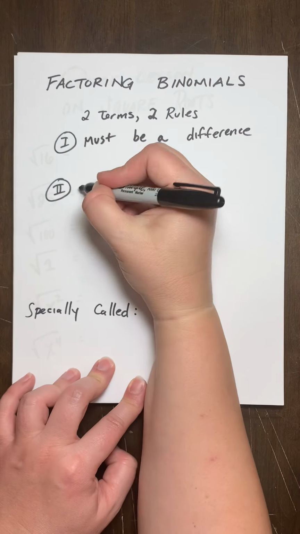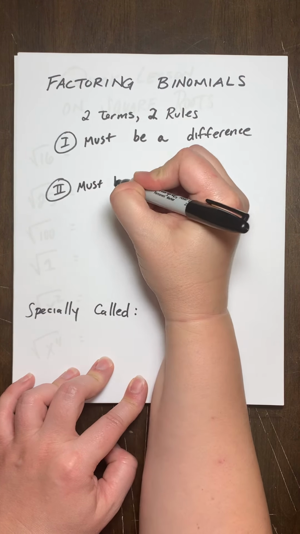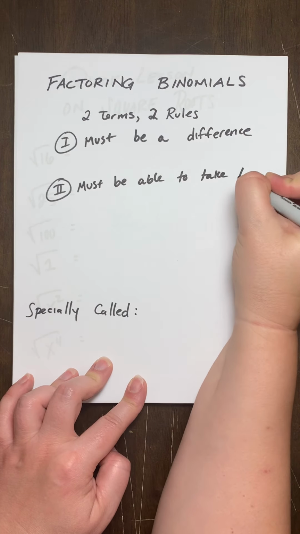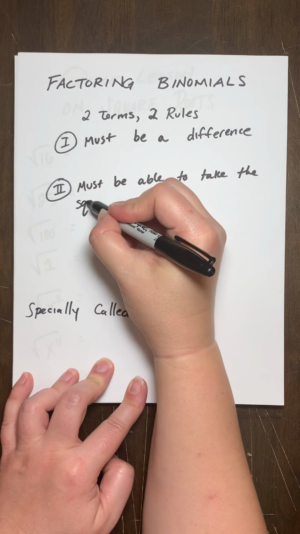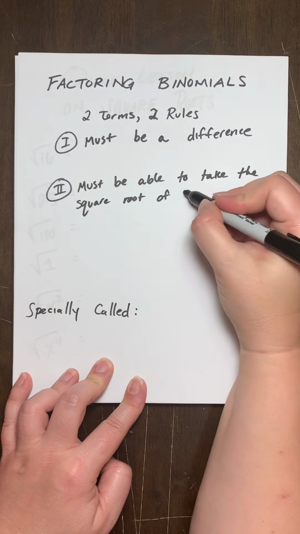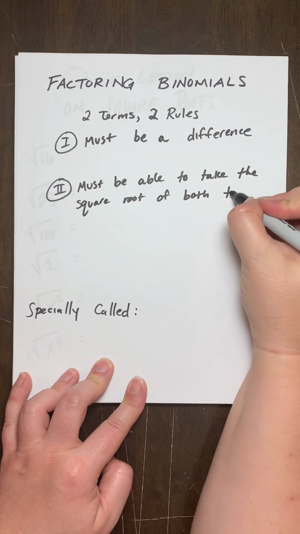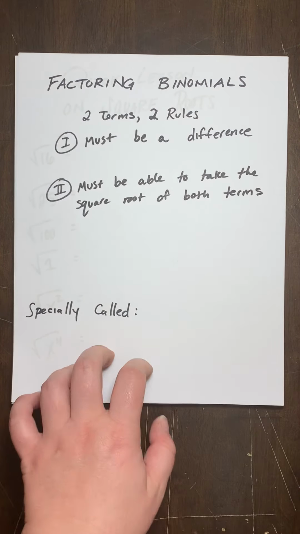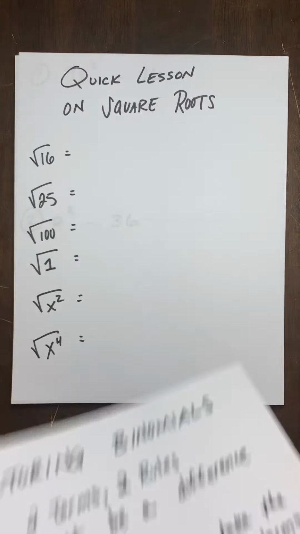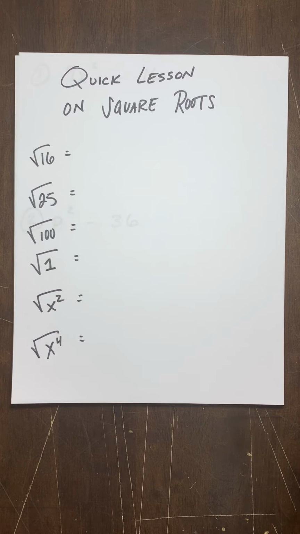The second rule is that you must be able to take the square root of both terms. You must be able to take the square root of both terms. I know we've never formally done square roots in class. So quick lesson on square roots.